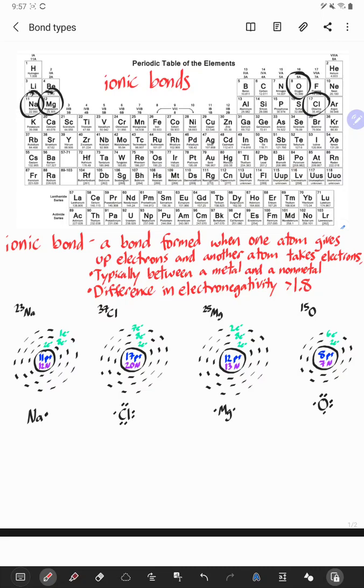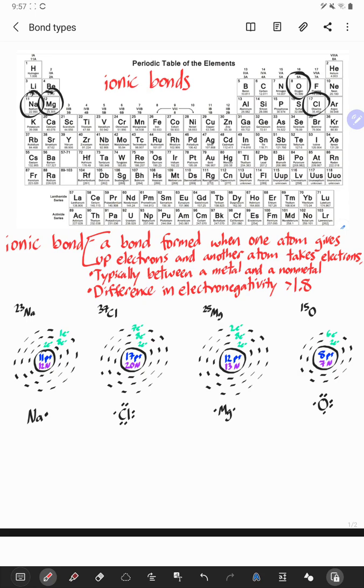In this video, we're going to be talking about ionic bonds. An ionic bond is a type of bond formed when one atom gives up electrons and another atom takes electrons. Typically, it's between a metal and a nonmetal, and there's a difference in electronegativity between the two atoms of greater than 1.8.